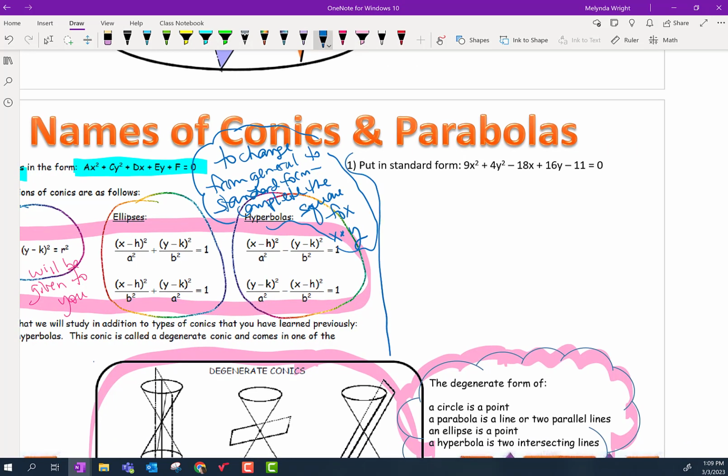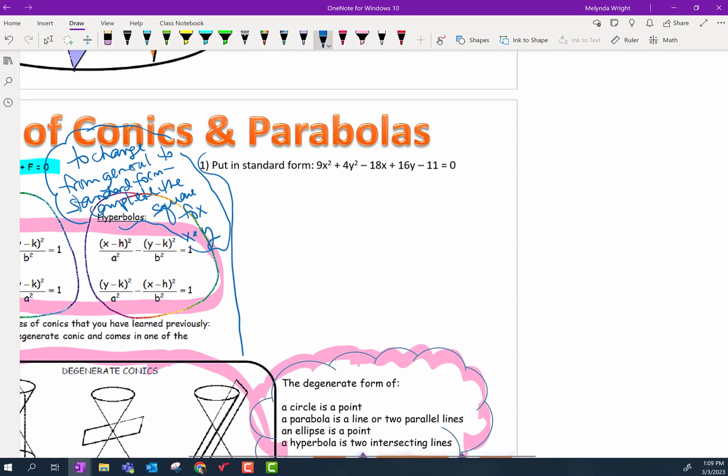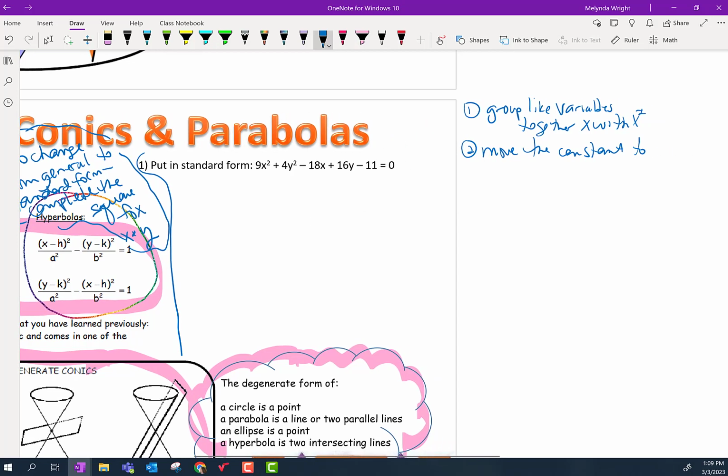So what would we do? What's our process? You know how I like to write steps. So the first step is to group like variables together, like x's with x squareds, that kind of thing. You want to group them together. Step 2, you move the constant to the other side of the equal sign.